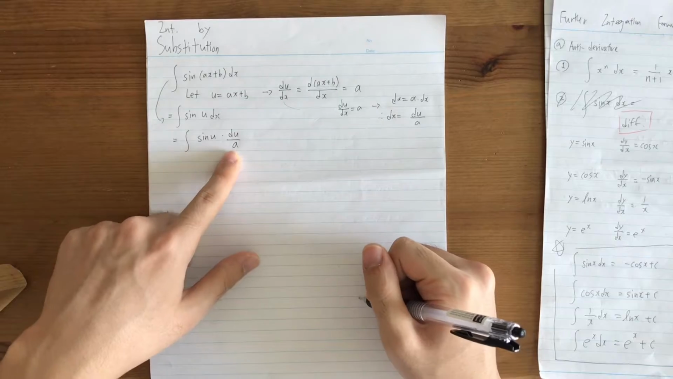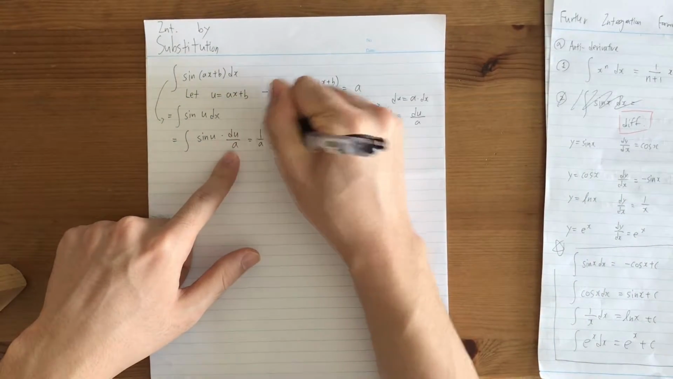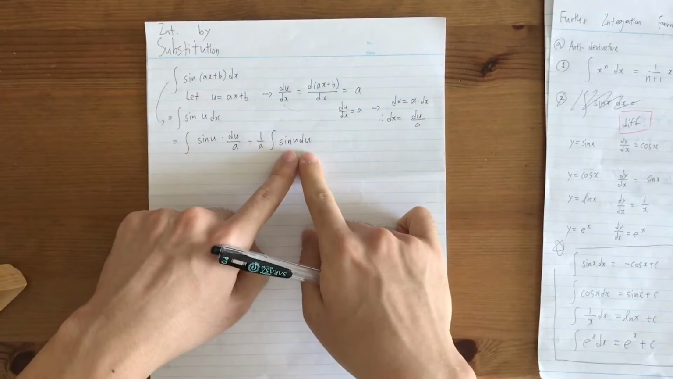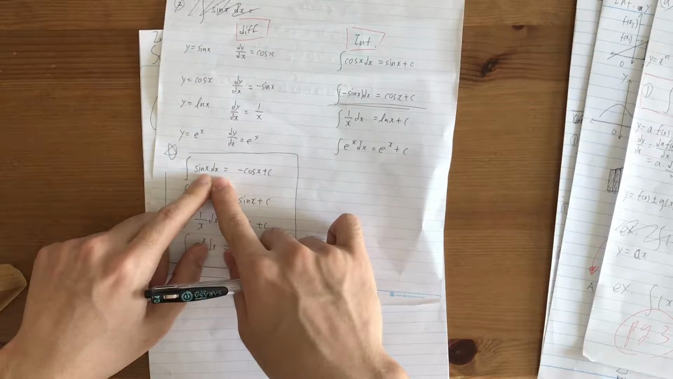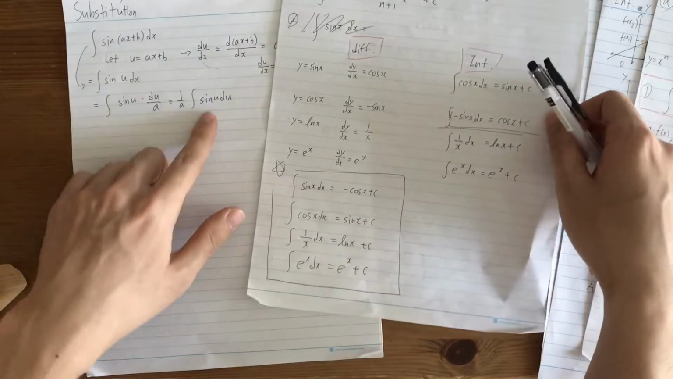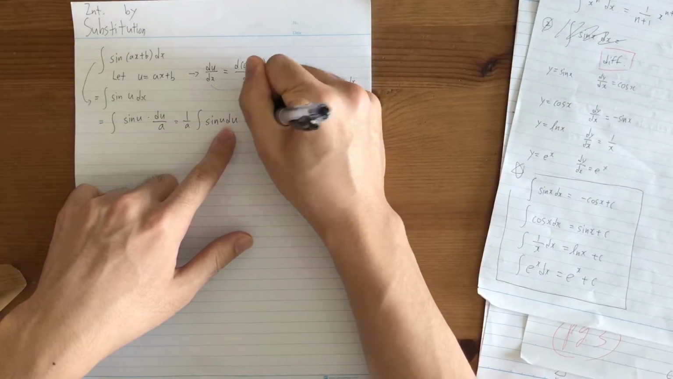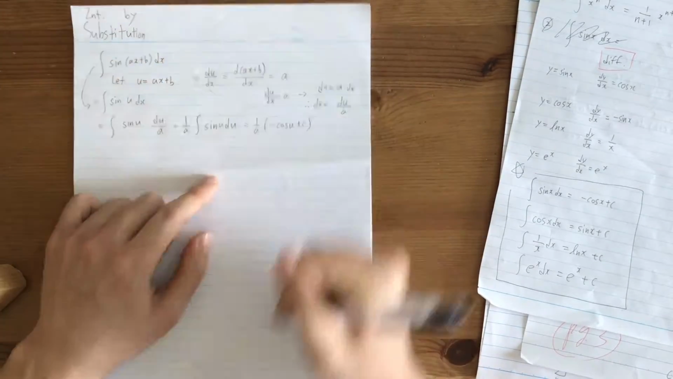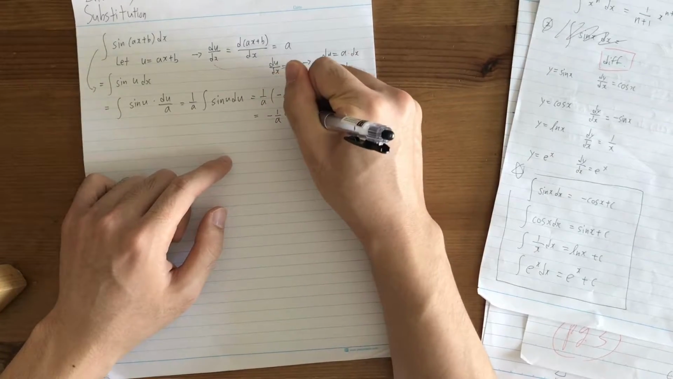And this 1 over a is just a constant, right? Then we can take it out. And what is this? It's simply this, just the variable being u, right? So that means if we have to integrate sine u by u, we'll have negative cosine u plus c, right? So negative 1 over a cosine u.